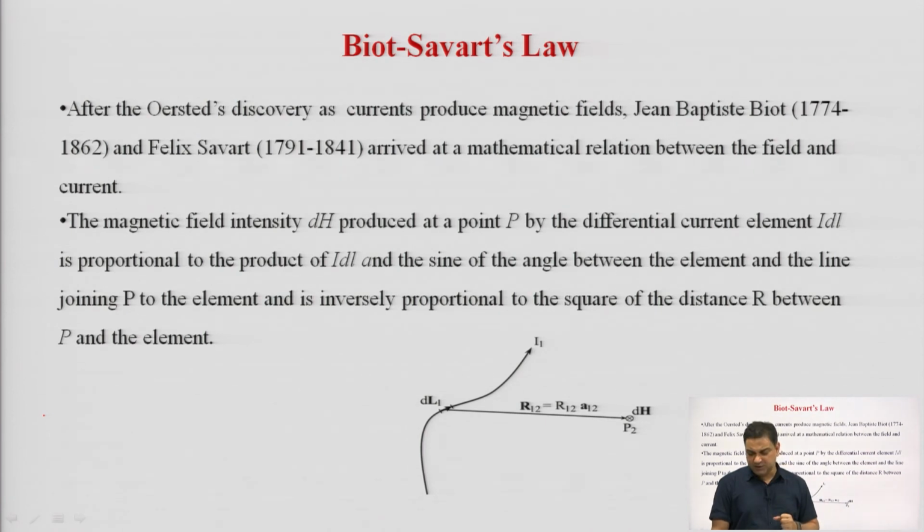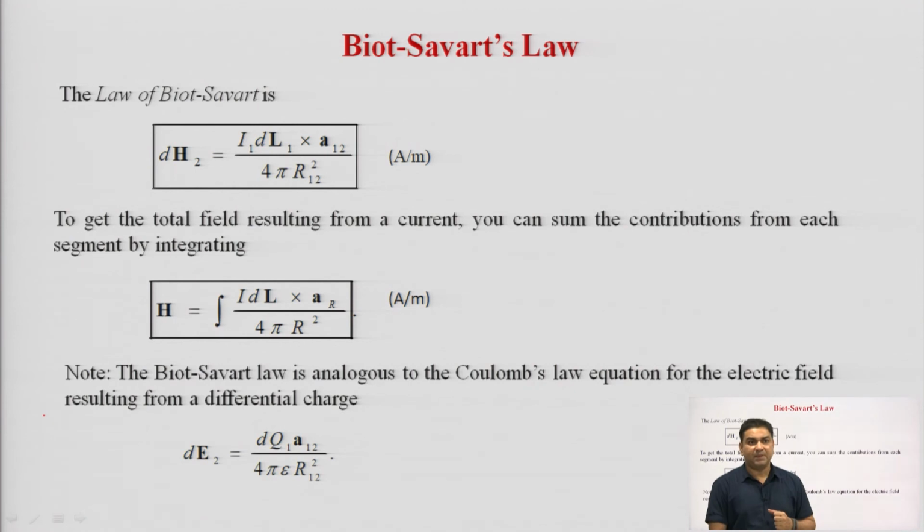From this figure you can also see the magnetic field, which is denoted here by dH. Biot-Savart's law can be represented in its mathematical formulation as dH2 is equal to I1 dL1 cross a12 upon 4 pi R12 squared. It means this is the magnetic field produced by that ideal current element, and this a12 is the unit vector.